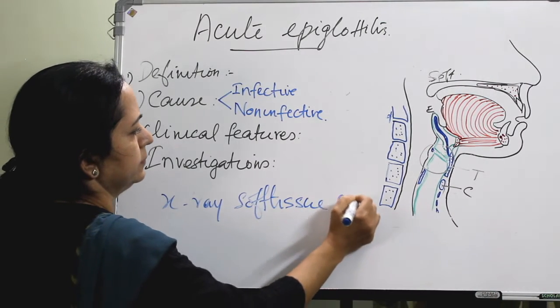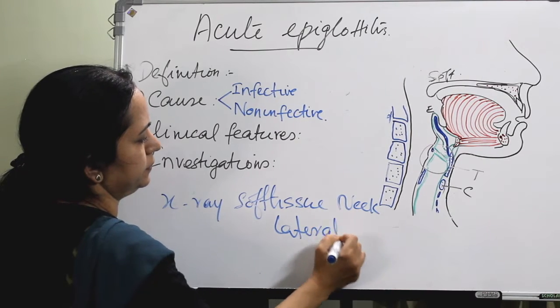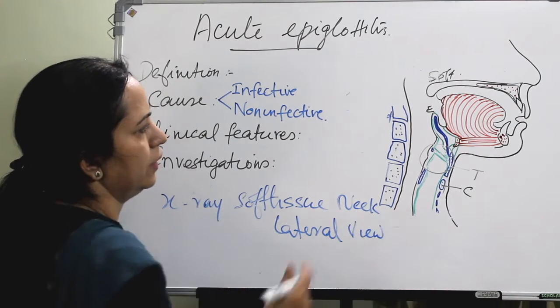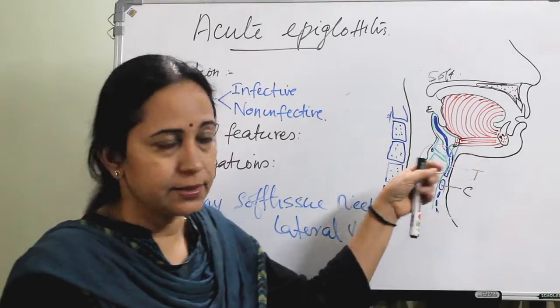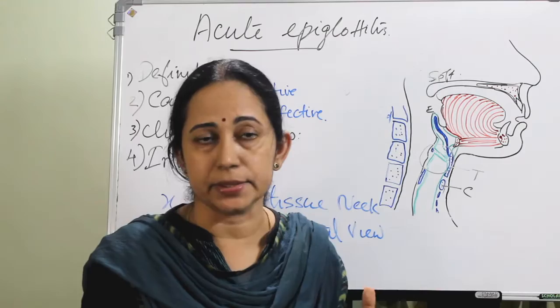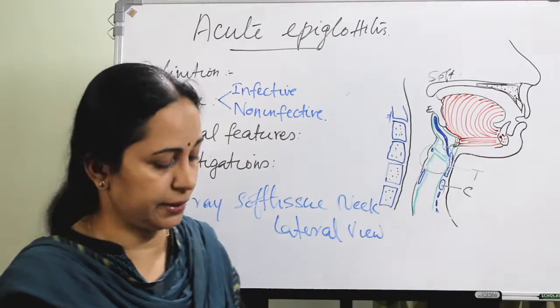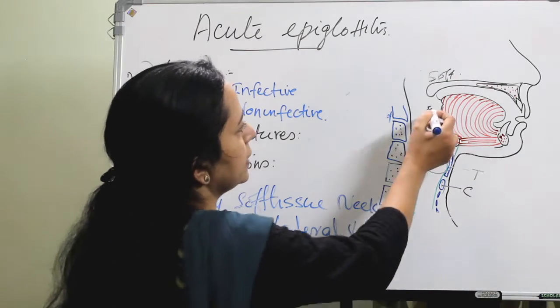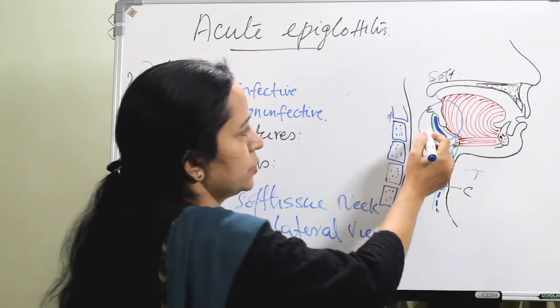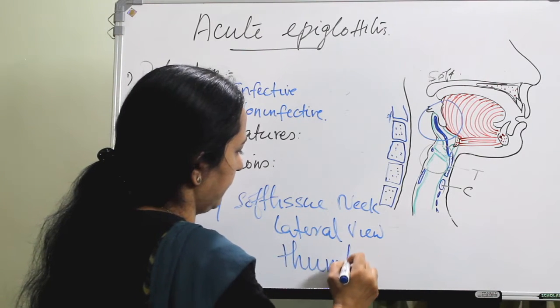What will be the finding in this? In an X-ray, you get a picture like this. Okay, and in that case, the epiglottis will be swollen and edematous. So it will be like a thumb. Okay, so with a swollen edematous epiglottis, you get a thumb sign. Thumb sign will be positive. It is very typical of an acute epiglottitis.